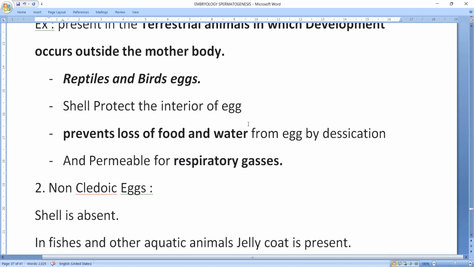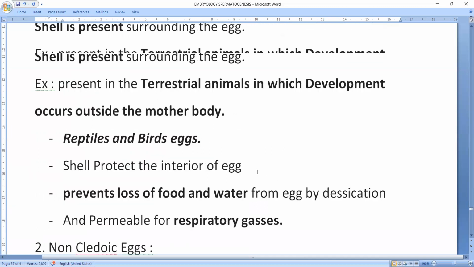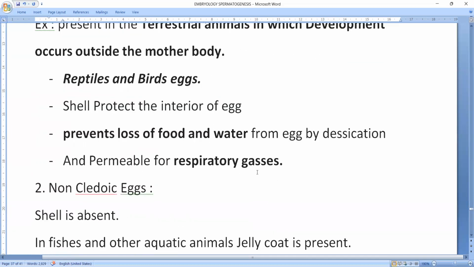Okay, so shell contains very small pores on its surface through which only gases can be diffused from inside to outside, outside to inside. Oxygen enters, CO2 comes out. So that is the function of shell, and they are called cleidoic eggs. It is an adaptation for terrestrial mode of life.